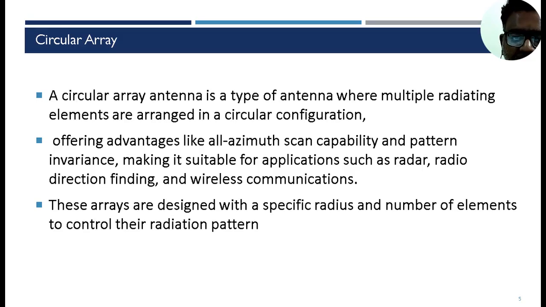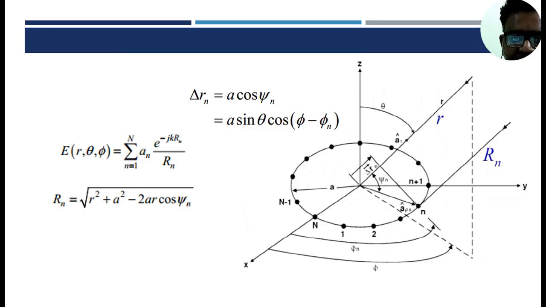Next one is the circular array. A circular array antenna is a type of antenna with multiple radiating elements whose configuration looks like a circular ring, offering advantages like azimuth scan capability and pattern invariance, making it suitable for applications like radar, radio direction finding, and wireless communication. These arrays are designed with a specific radius and number of elements to control their radiation patterns.